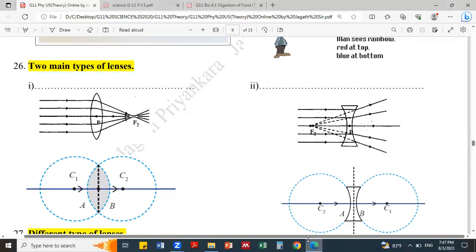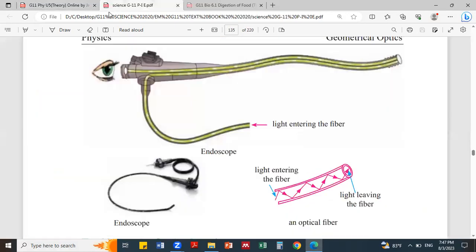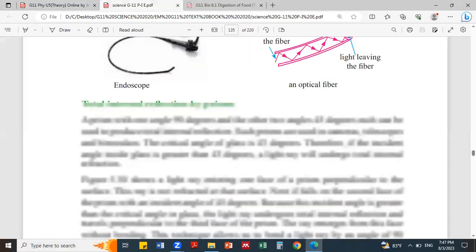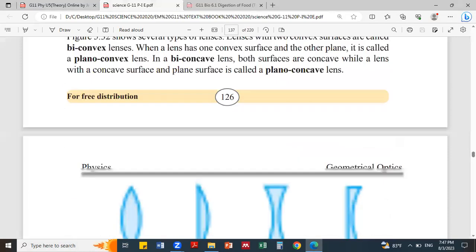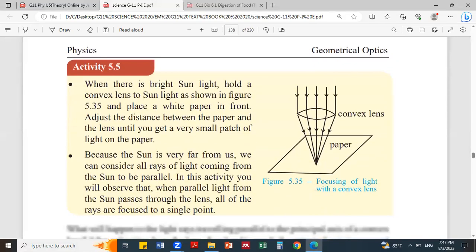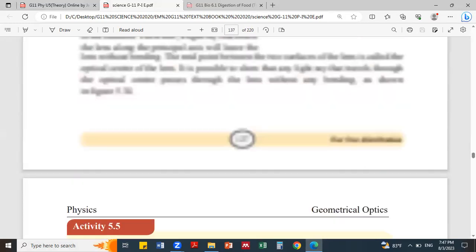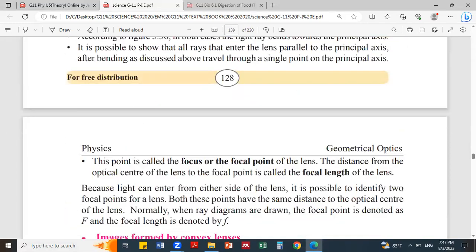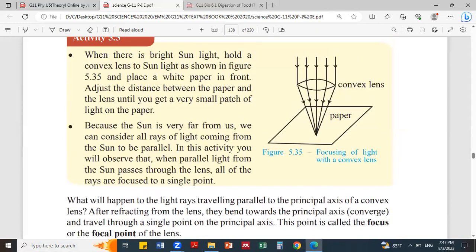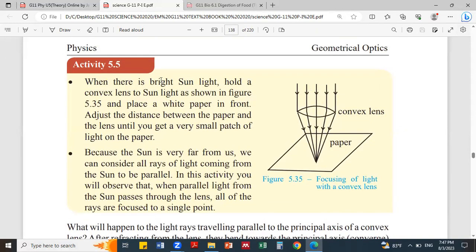Wait, I'll show the practical now in the textbook. There are some videos also. This is the practical. Can you see the screen? Turn to textbook page number 128, students. At the top of 128, there's a practical here. Activity 5.5, right?